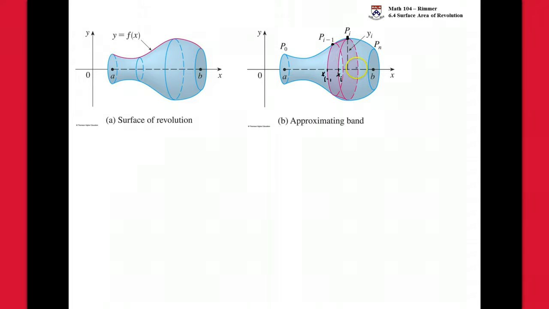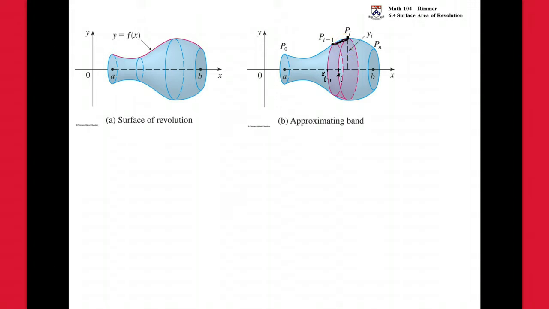This band is a part of the surface area. If we can figure out a formula for the area of that band, then we can add up a finite number of these and get an approximation to the area of the surface. And then to get more precise, we would just make the bands smaller. And so notice that the line that connects these 2 points here would represent the height.